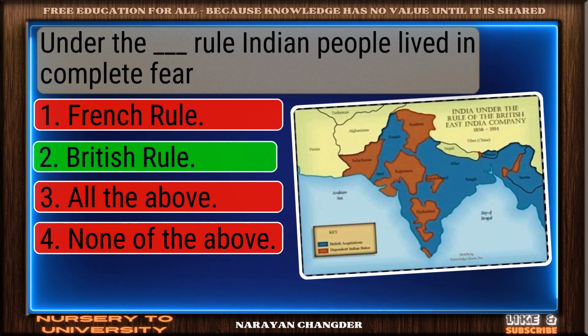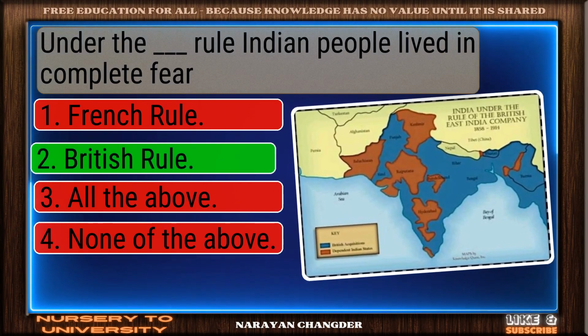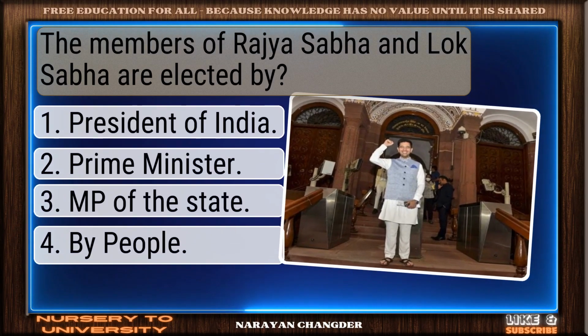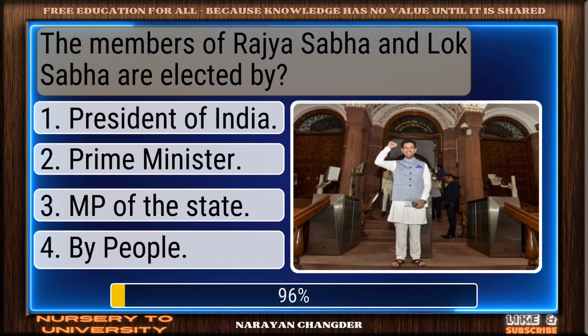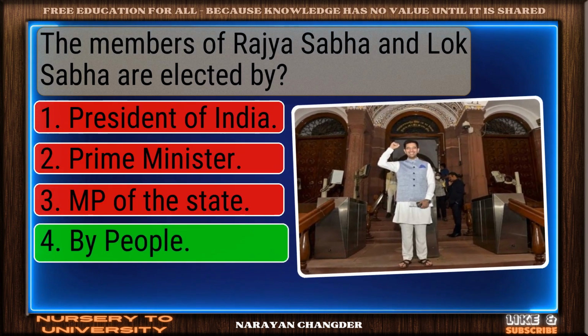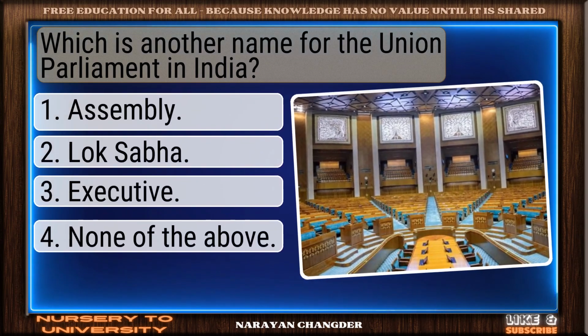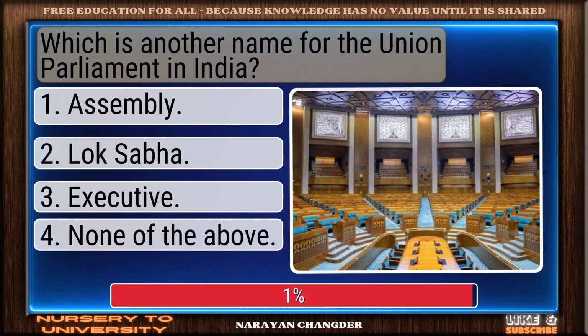Nice selection. British rule is the correct and valid answer. Question number 95. The members of Rajya Sabha and Lok Sabha are elected by. Smart move. By people is an accurate answer. Question number 96. Which is another name for the Union Parliament in India?